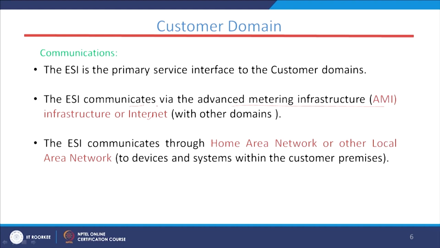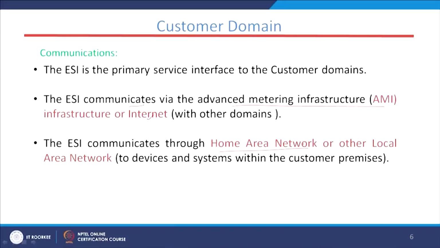Another very important part of the ESI communication system is that it also communicates with the devices present inside the premises through the home area network or the local area network, which is known as HAN or LAN. The HAN stands for home area network and the LAN stands for local area network.